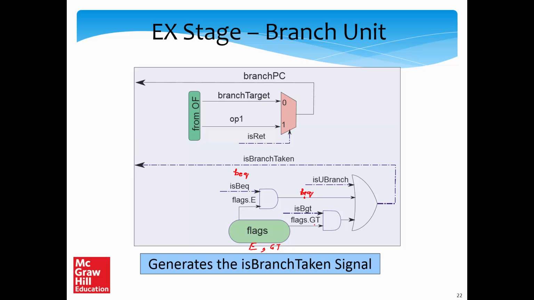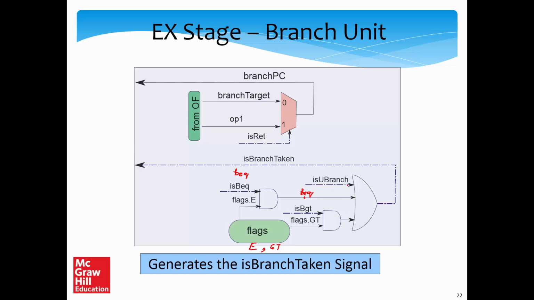Similarly, we can do the same for the BGT instruction. We can see if the current instruction is a BGT or not. This signal is set by the control unit, and the value comes from the flags register. So we do an AND. The output of the AND gate tells us whether the instruction is BGT, and if the last comparison resulted in a greater than. Only if both of them are true is the output true.